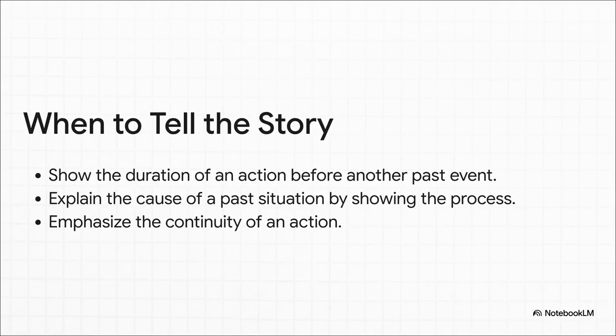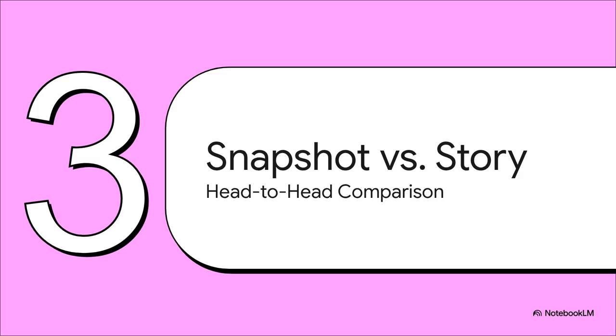So this is the tense you grab when you want to emphasize how long something was happening before something else happened. It's perfect for explaining the why behind a situation. Like, the ground was wet because it had been raining. You're telling the ongoing story, focusing on the process, not just the single result. Okay, so we have our two main tools, the snapshot and the story. Now, let's put them side by side.